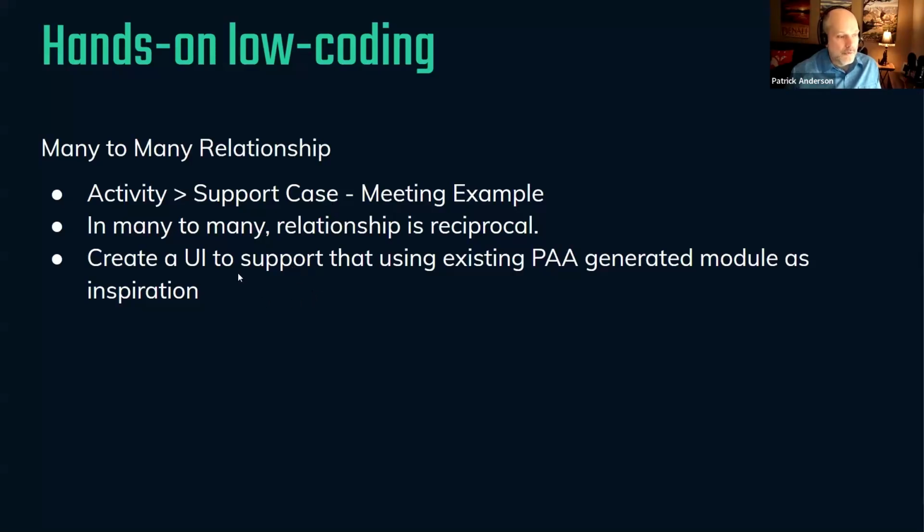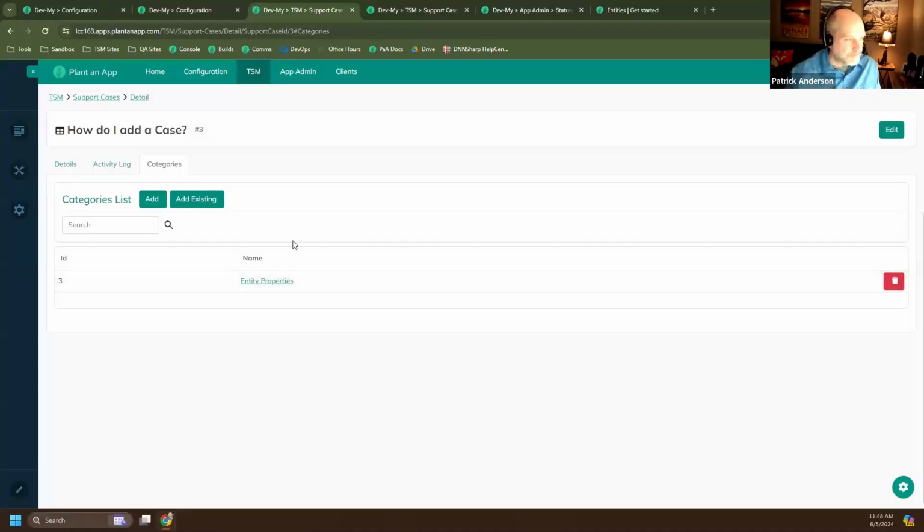So what I'm going to show real quick is creating a UI to support this kind of relationship, and I'm going to use existing PAA generated modules as inspiration, but I'm going to this time make copies. I'm not going to make them synced modules in this case. So first, I want to go.